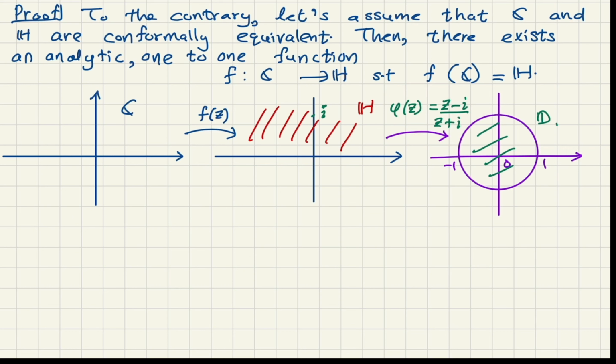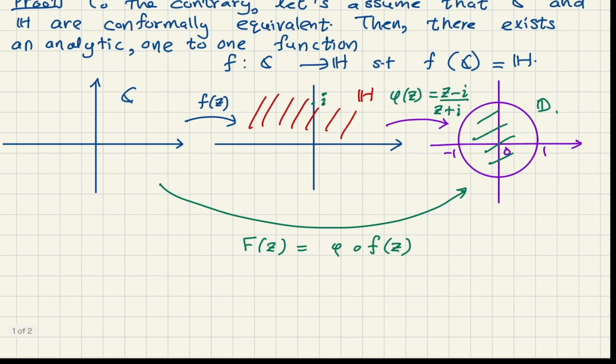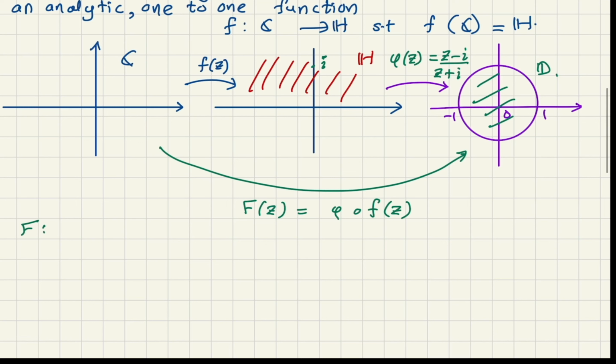Now let's consider the composition. This composition is capital F of z, and it is going to be equal to phi composed with f of z. So what can you say about this capital F? Capital F is an analytic function from the complex plane to the unit disk. So F maps the complex plane onto the unit disk.